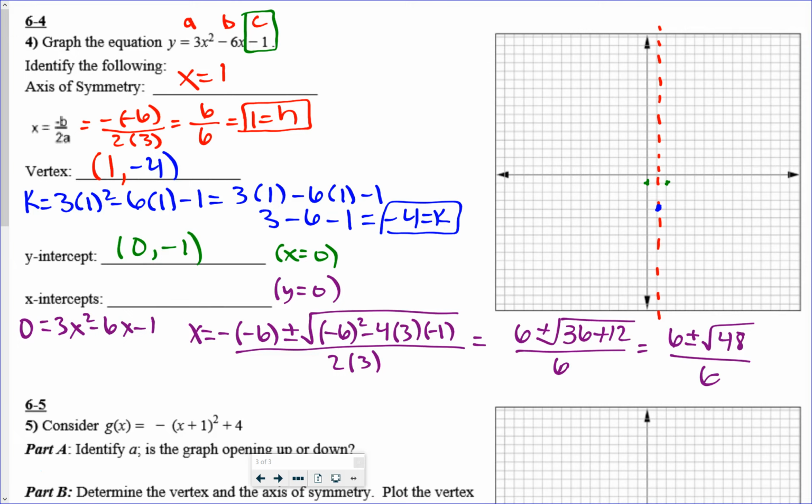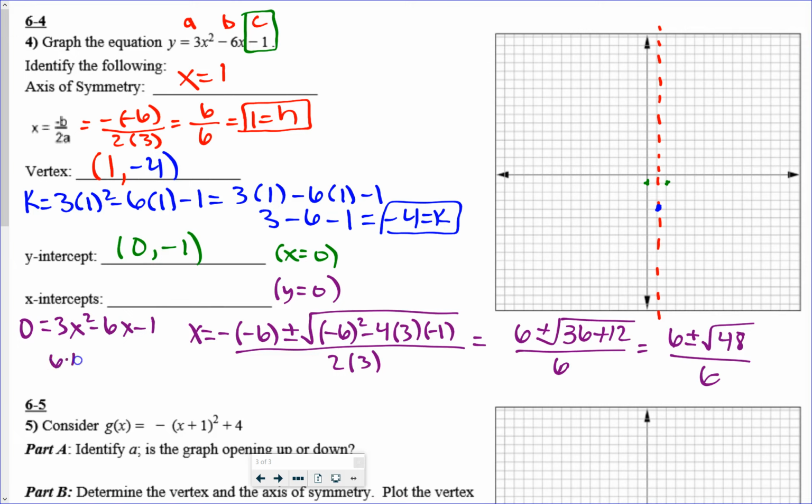Is the square root of 48 a whole number? The square root of 49 is, that's 7. 48 just missed it. It's going to be a decimal, and that's okay. We're going to use the decimal. I think it's 6.9. Someone double check me. 6.92 something, so we're just going to use 6.9.